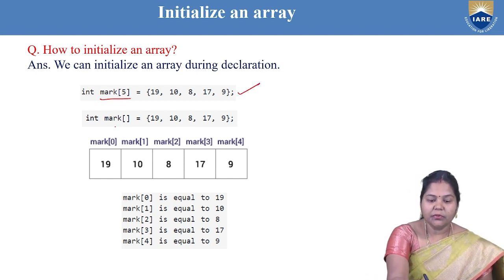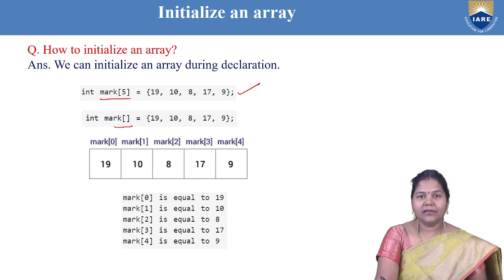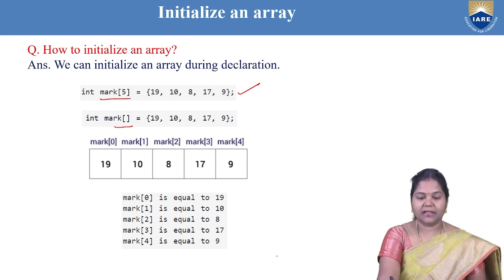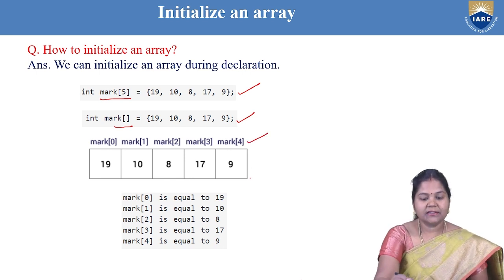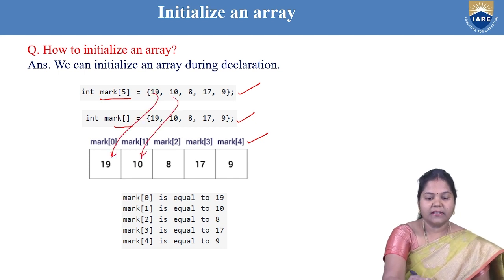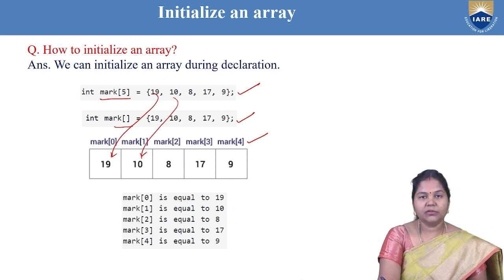Now, whenever you skip the size of the array, for example int marks[], where I didn't mention the size and I am just giving 5 elements, then the compiler automatically takes the size of the array. So, you need not worry about it. Then, how is it stored? For visualization, the value 19 is stored at marks[0], the 10 will be stored at marks[1] and so on. So, marks[0] is the value 19 and marks[1] is the value 10, and so on. This is the way we initialize an array during declaration.